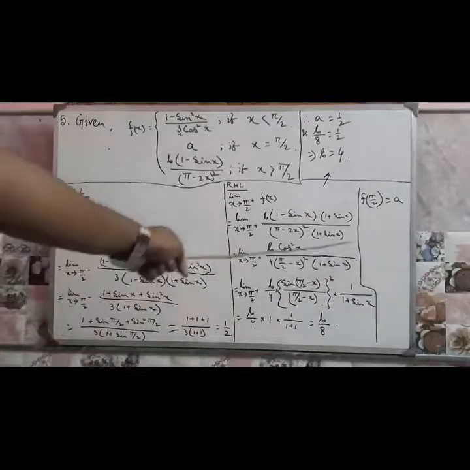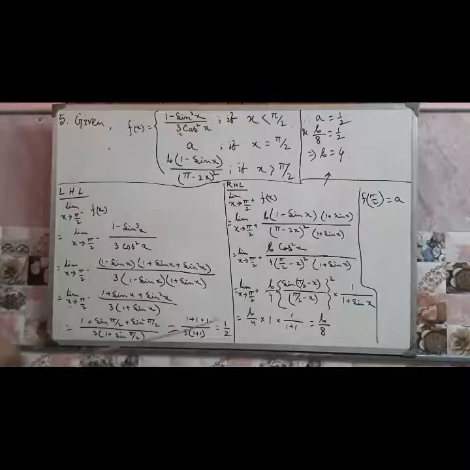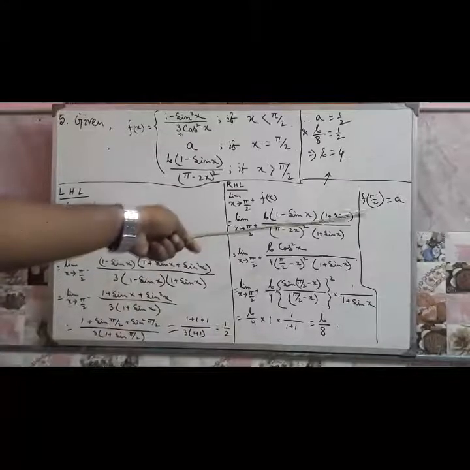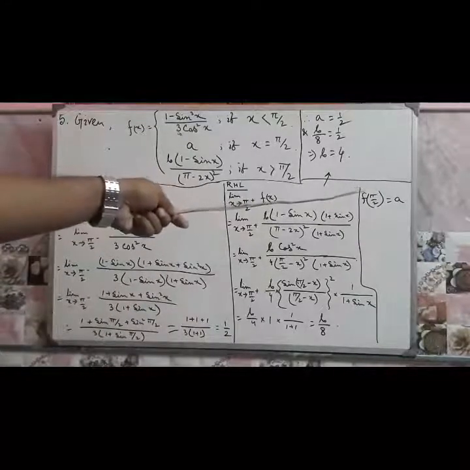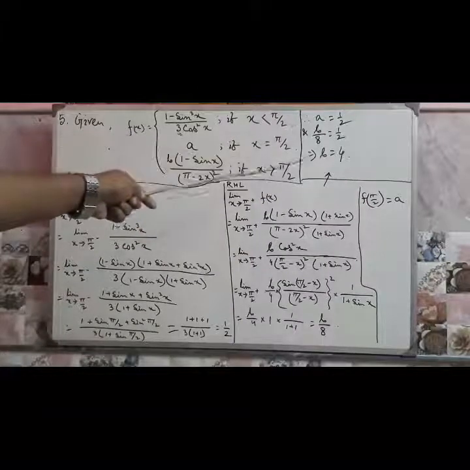After that, f of pi by 2 is given as a. As the function f of x is given as continuous, the left hand limit is equal to the right hand limit, equal to the functional value at the point pi by 2. From this condition we get the values of a and b.